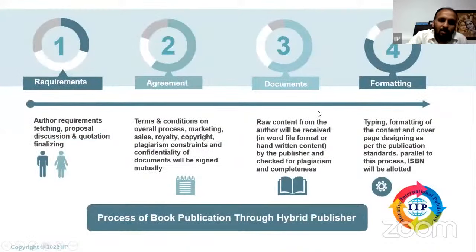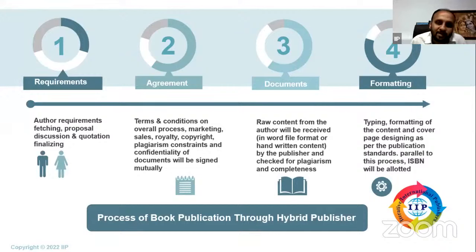Yes, sir. Now I will explain what is the process of book publication through the hybrid publisher or hybrid publication method. What are all the processes involved in the book publication? First thing is requirement. We being a hybrid publisher, we will discuss with an author to understand his requirements, what are all his requirements, the stream of publication, the type of books he wishes to publish, and the proposal will be discussed, and then we finalize the quotation.